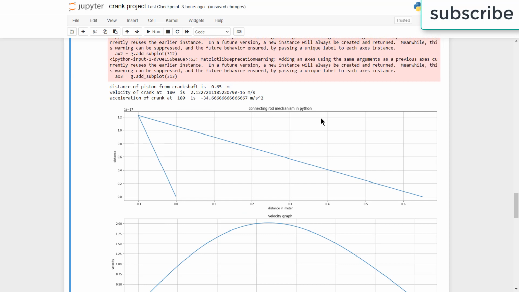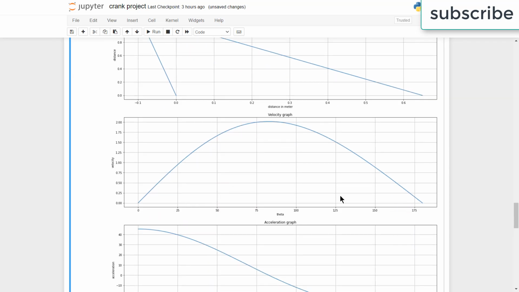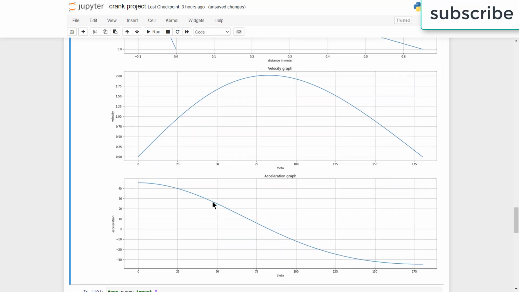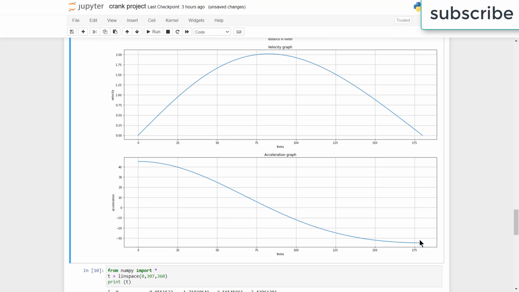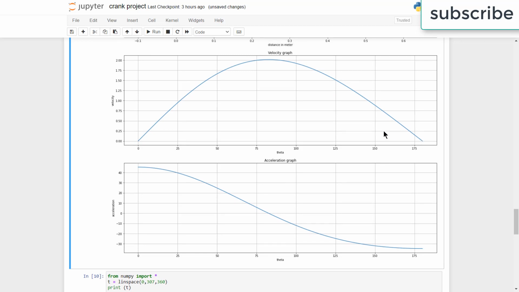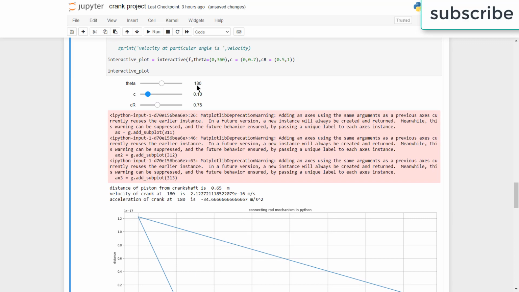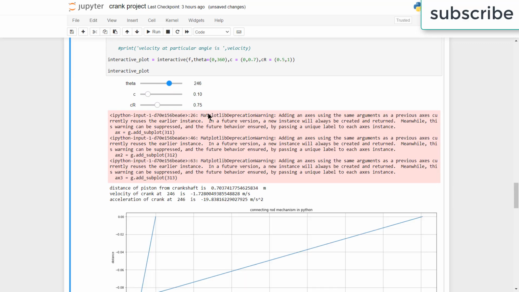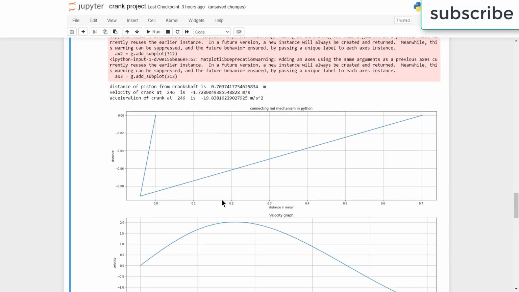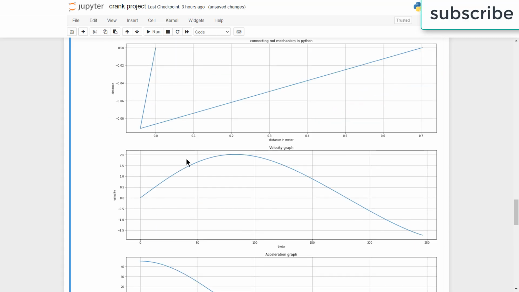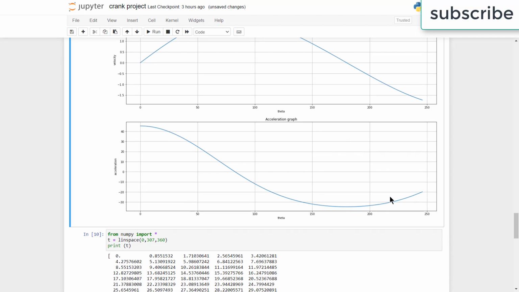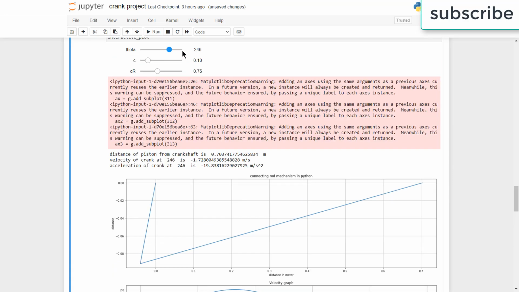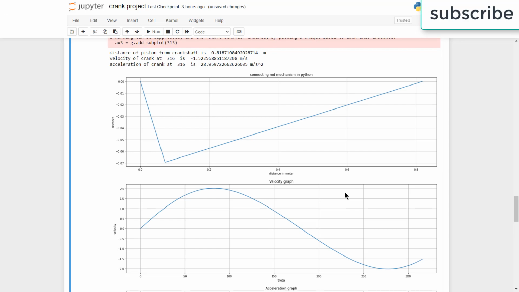So this is my connecting rod mechanism, this is my velocity, basically it is telling the velocity of my crank. This is the graph and this is the acceleration graph, and here you can see it stopped at 175 something, because it was 80 actually because of this. So if I increase the theta, you see it rotates and you see the velocity graph plotting with respect to theta. So you can make an interactive one as per your requirement.